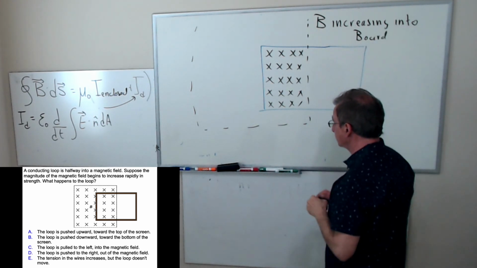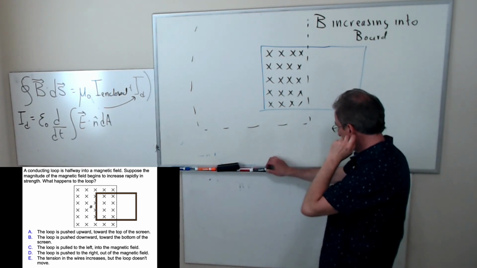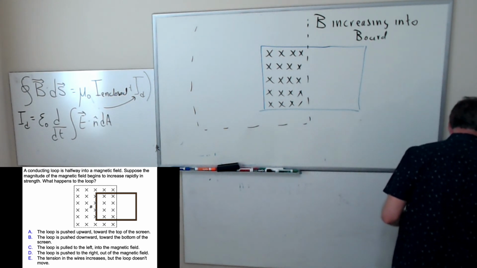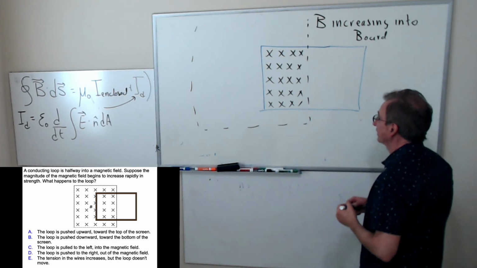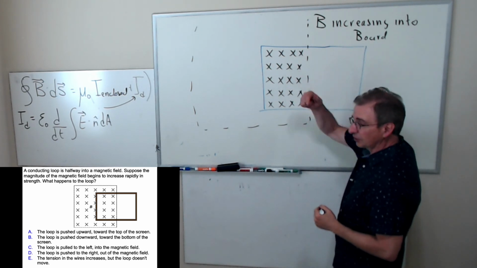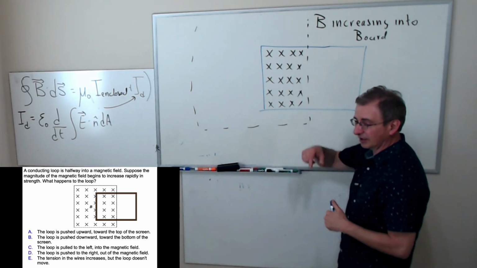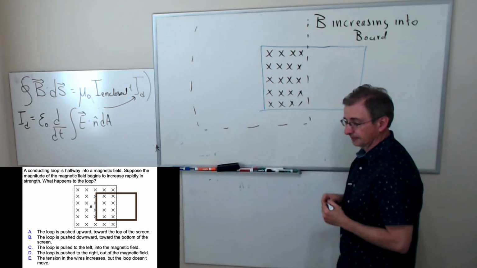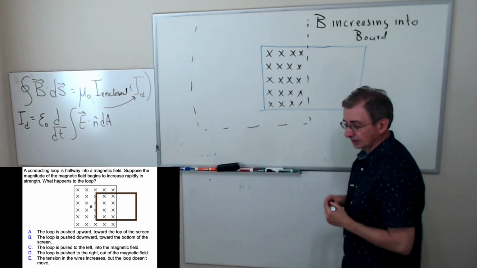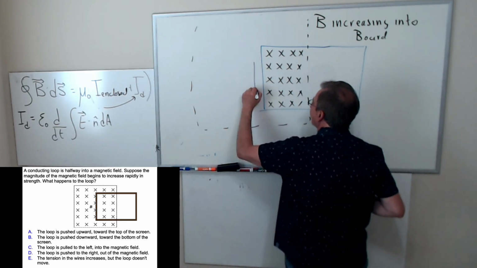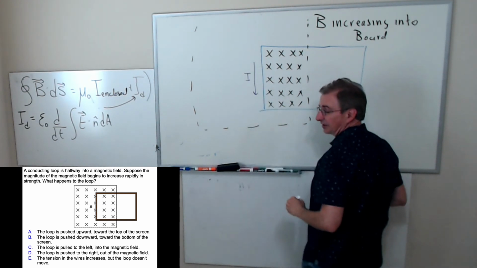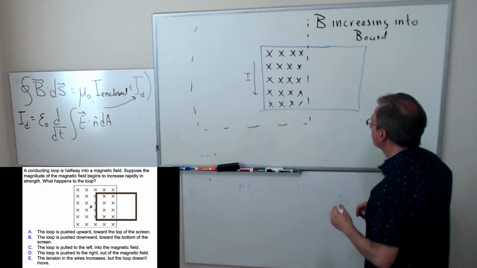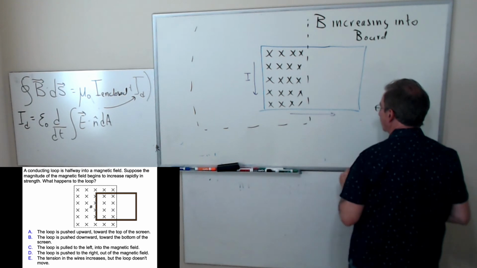So the flux is increasing into the board. Lenz's law wants to oppose that change in flux, wants to produce a current out of the board, a magnetic field out of the board. Which way is the current in this loop? Counterclockwise. So it's like this, right here? Yes. Okay. So there's a current, so the current does this.